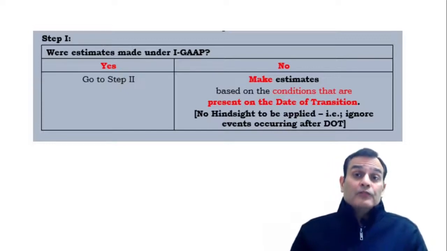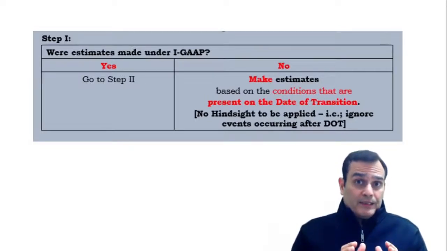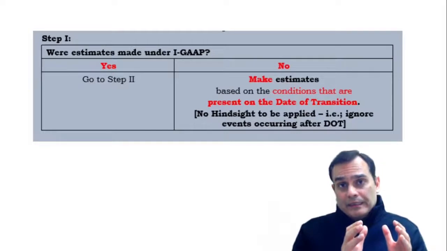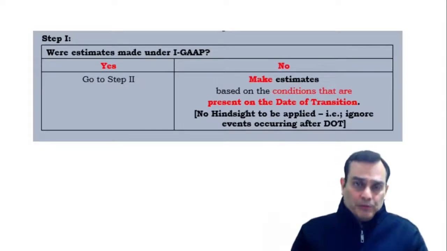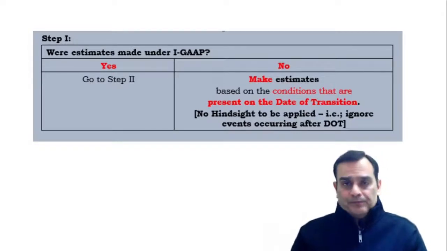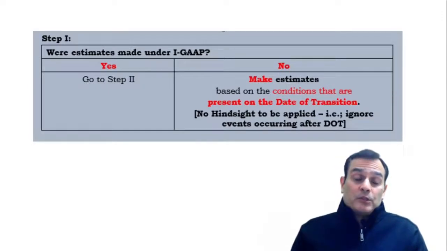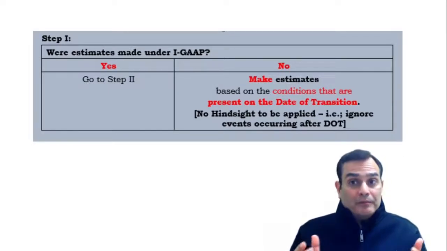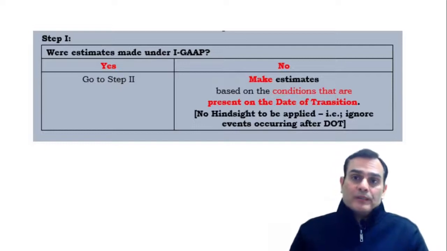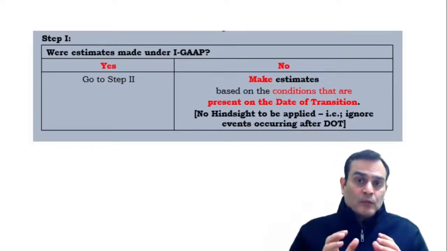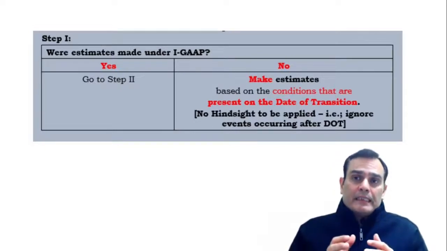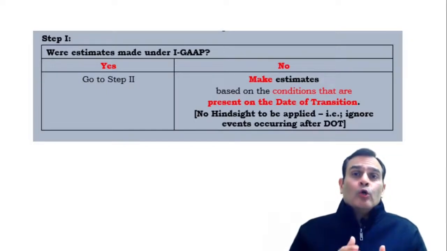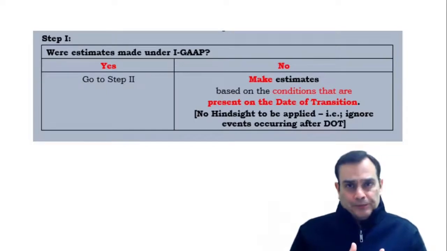Now, if you say yes, we made the estimates, it's not the end of the story. We need to do some further analysis as well. So even if the answer is a yes, we'll go to step number 2. But if the answer is a no, that means the estimates were not made, then it's time that we make estimates. What is important in this particular case is that these estimates have to be done on the date of transition.